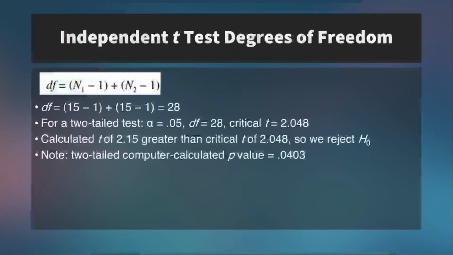To answer that question, first we need to figure out how many degrees of freedom we have. Now, when you have a two-sample t-test or an independent samples t-test, we calculate degrees of freedom slightly differently. It's not just n minus 1, it's the n of one group minus 1 plus the n of the second group minus 1. So in this case, the total would be 28 degrees of freedom. So you're subtracting 1 degree of freedom for each group, and so instead of 29 degrees of freedom, you have 28.